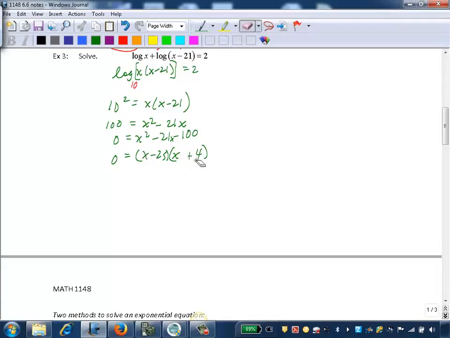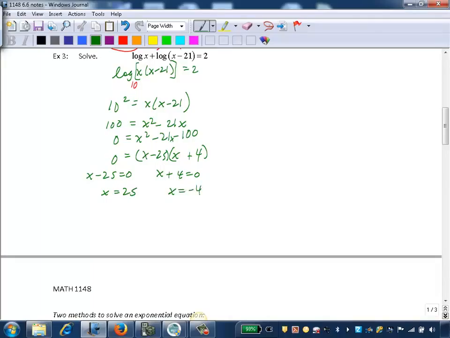And if we check our outer and our inner products, x times 4 is 4x, negative 25 times x is negative 25x, 4x and negative 25x will give us negative 21x, so we know that works. So now if we have our two factors that multiply to equal 0, we know that either x minus 25 is 0 or x plus 4 is 0. So obviously here we get x is 25, and here we get x is negative 4.